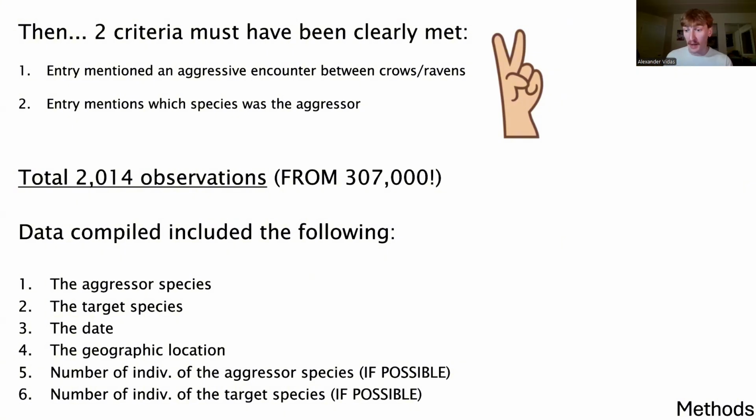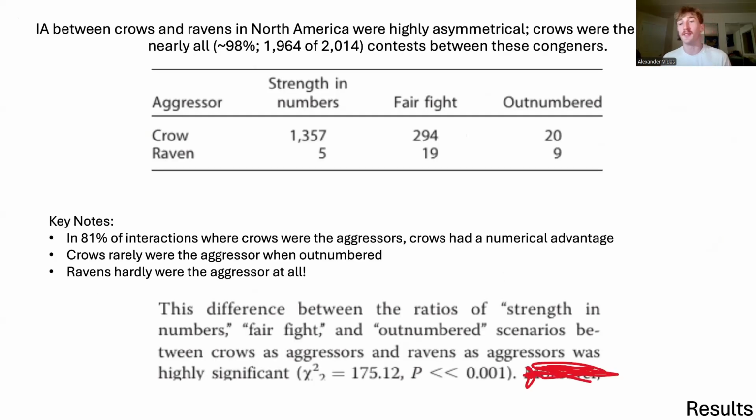The data that they compiled from these eBird checklists were the aggressor species, so which species agitated the other species, the target species, the date of the encounter, the geographic location of the encounter, and if possible, the number of individuals of the aggressor species and the number of individuals of the target species. So, as far as methodology, that's about as extreme as the authors get. We're already under our results section here.